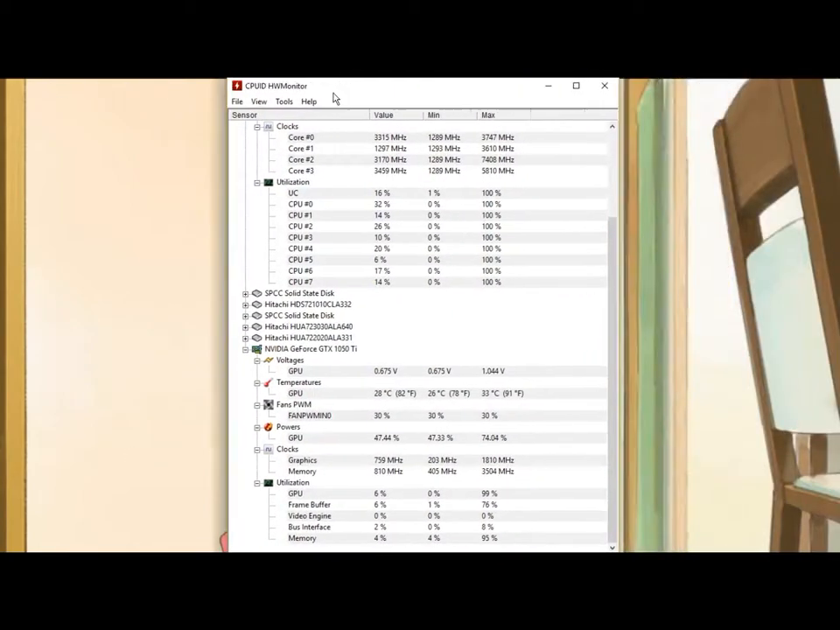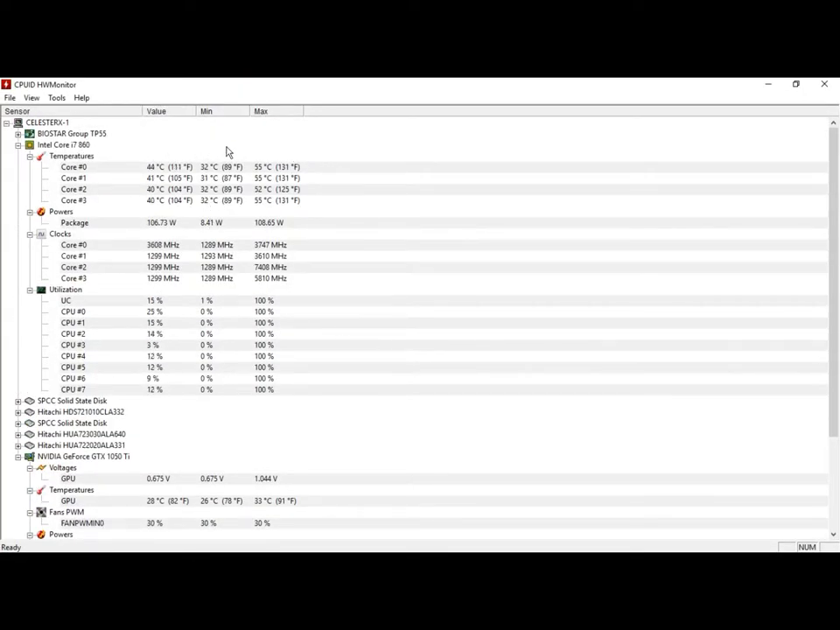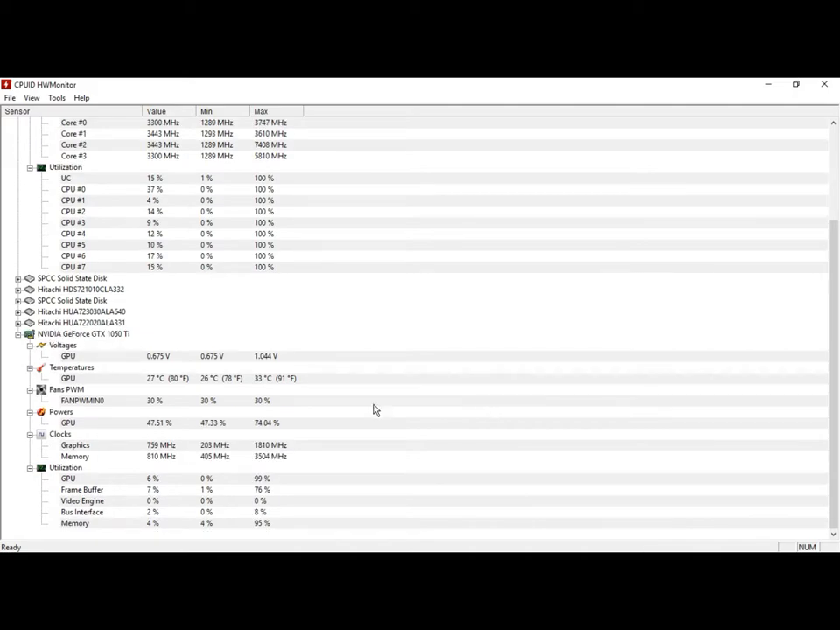Bringing hardware monitor over here so you can see it. As you can see, my CPU was at 55 degrees Celsius when it was maxed out on all cores. My GPU temps were maxed out at about 33 degrees Celsius, 91 Fahrenheit. Ignore the fan settings. I don't actually have the fan hooked up to it.